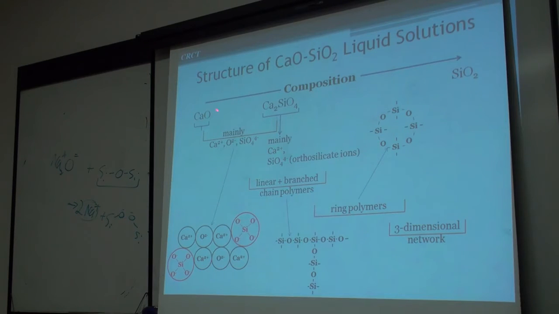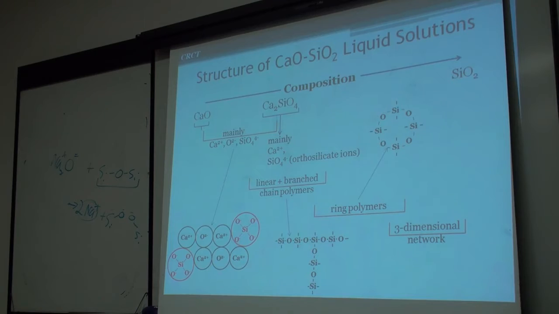Before we do this, let's go back to the other end. Here at calcium oxide, you just have calcium ions and oxygen ions. And now, as you move in, you're in the basic region, and basically all the bridges have been broken, and you have isolated SiO4 orthosilicate ions. All the bridges have been broken, but the silicons always have 4 oxygens. You can't get around that. So this is an SiO4 complex ion.